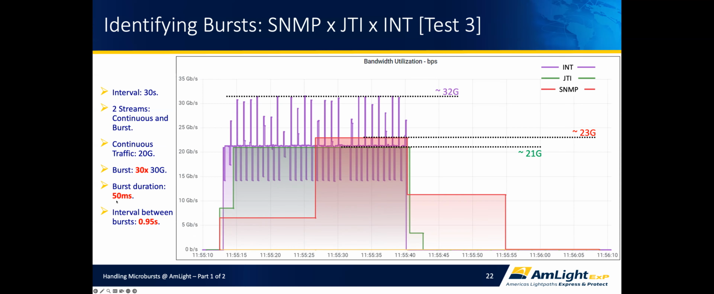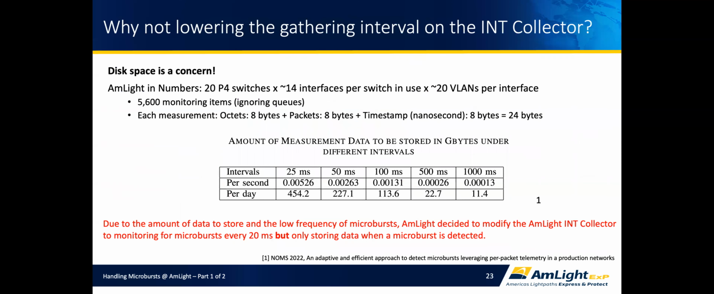Then you might ask, well, if you know that the burst is going to be 50 milliseconds and your monitoring is 100, why don't you change the configuration of your monitor to be 50, right? This is possible. Yes, it is. It's a configuration. The only thing is disk space. Disk space for us is a concern. To be honest, we don't even use 100 milliseconds in production. We use 500. And here's why.